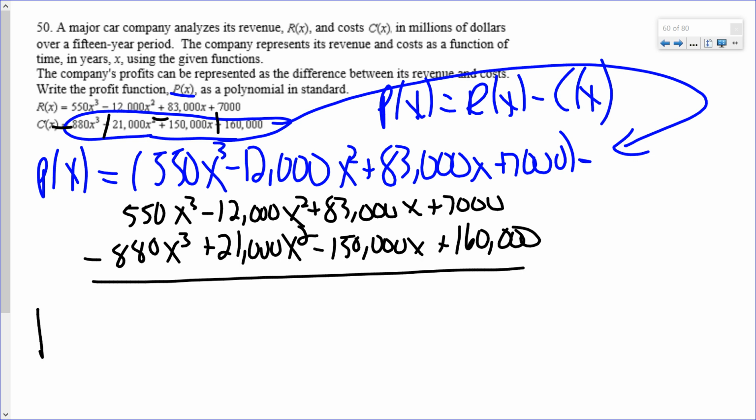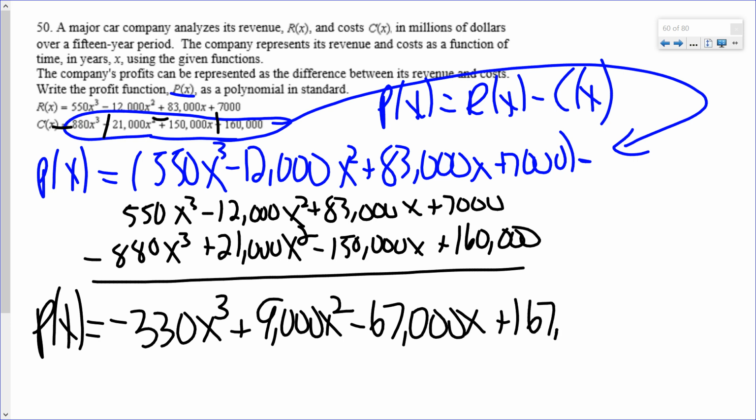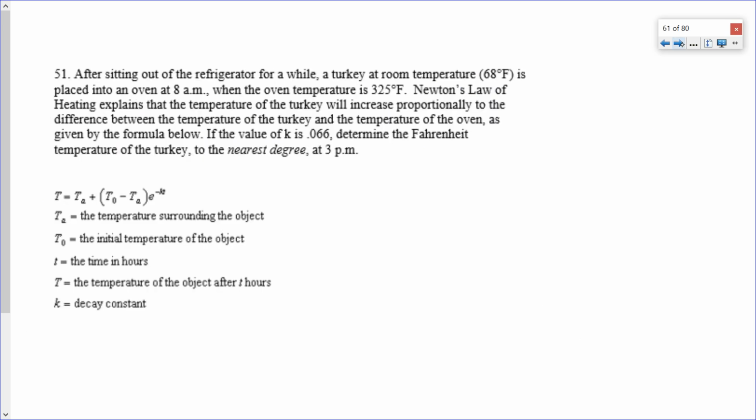I got P of X equals negative 330x cubed plus 9,000x squared minus 67,000x plus 167,000. Profit, if they ask you for profit, profit is revenue minus cost. We're getting closer to the algebra.